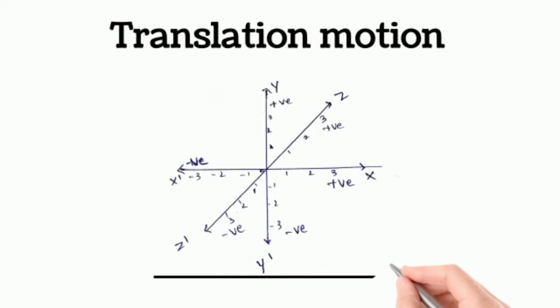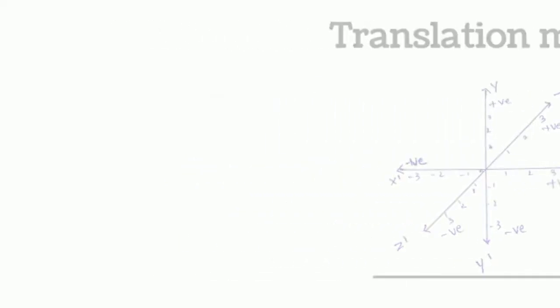In the y-axis, if the segment moves in an upward direction, it is termed positive. In the y-axis, if the segment moves downward, it is taken as negative. In the z-axis, if the segment moves forward, it is taken as positive. If the segment moves backward in the z-axis, we can take it as negative.